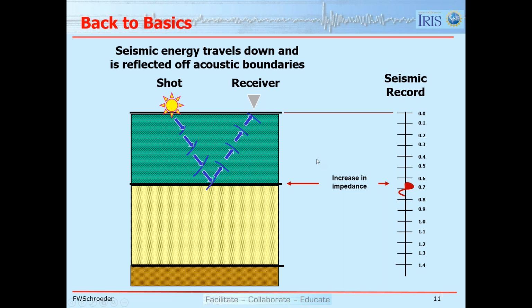And depending on how I have set up my parameters, for me, a peak followed by a trough indicates an increase in impedance. At the same time that the blue ray path is occurring, we can have the red ray path where energy goes down, is transmitted through the first interface, is reflected off of the second, comes back up, and is received. And instead of coming in at 0.65 seconds, that comes in at 1.4 seconds, and those would be in units of two-way travel time.